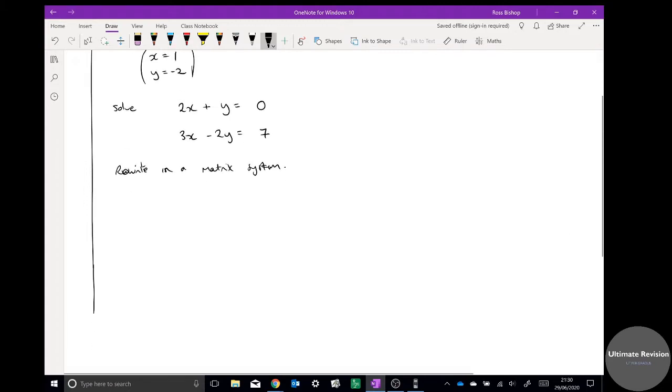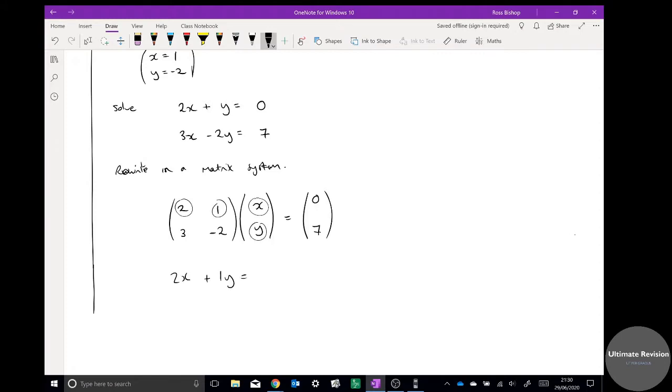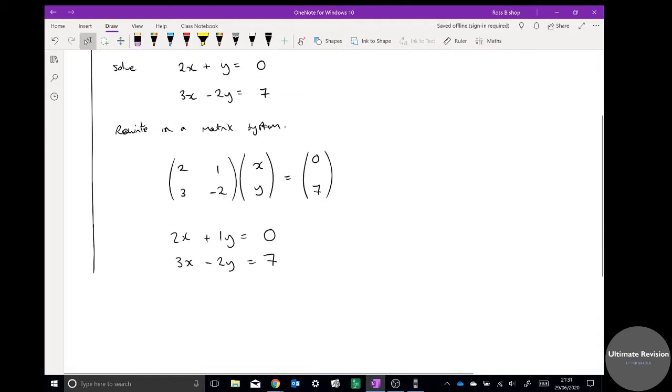So what I mean by that is, well, how can I write this? You can probably see that this is going to be the same as the matrix 2, 1, 3, minus 2, multiplied by x, y. And that will equal our answer, 0, 7. Let's just see if that works. If I do the top row, 2x plus 1y equals 0, and I get the same on the bottom, 3x minus 2y equaling 7. So that's just a different way of writing that set of simultaneous equations.